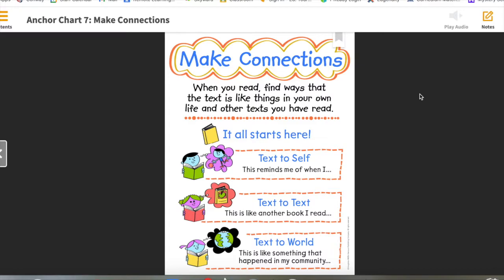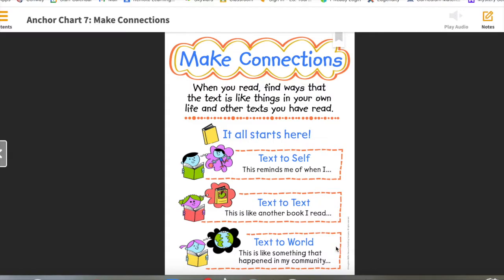The three kinds of connections you can make when you're reading are text to self, when things in the story remind you about stuff in your life. There's also text to text, when the stuff in a book reminds you of another book you've read, or maybe a movie or a comic book or things like that. So we have text to self, where it reminds you of stuff from your life. Text to text, where it reminds you of another book or story.